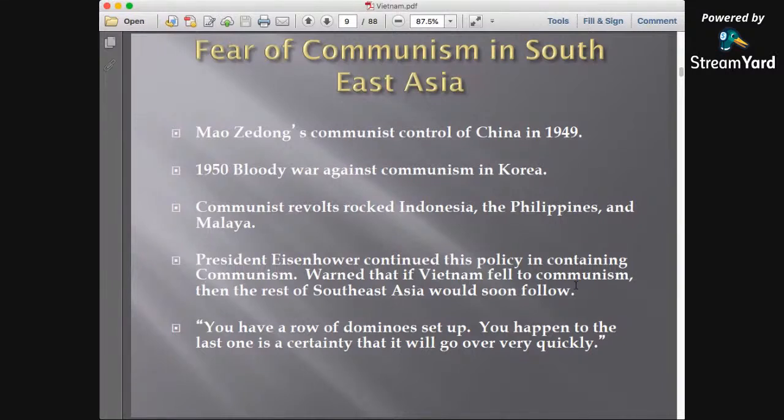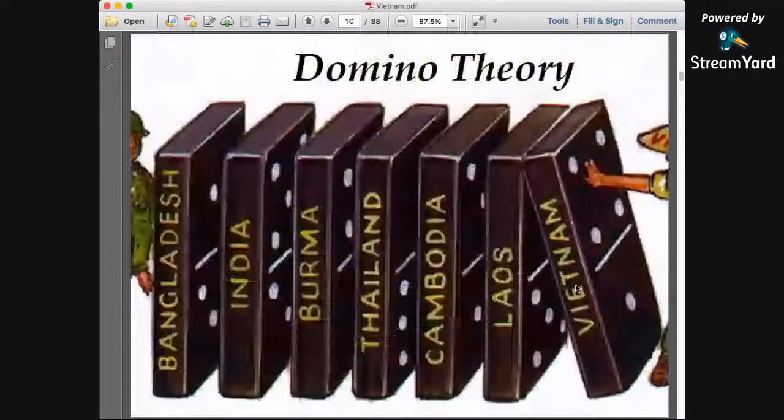If we let one nation fall to communism, they're all going to fall to communism. So anyway, Eisenhower continued this policy of containing communism, and he warned that if Vietnam fell to communism, the rest of Southeast Asia would soon follow. And he makes this statement: You have a row of dominoes set up. You knock over the first one, and the last one is a certainty that they will go over very, very quickly. So it's important to look at this.